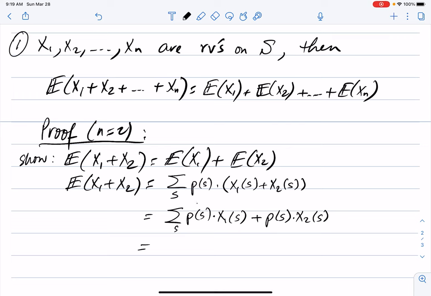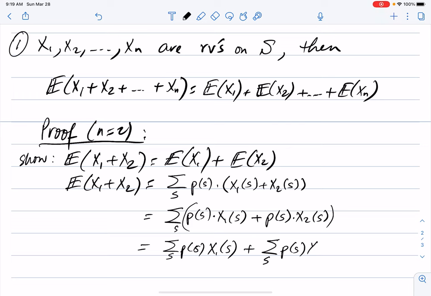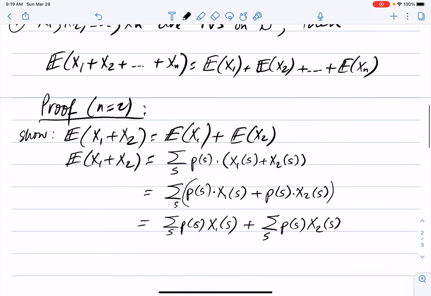And now this is the sum over all these here, right? So now I can break it really into two summations: the sum over S of P of S, X1 of S, plus the sum over S of P of S, X2 of S. And if you look at these terms, based on the definition, this is E of X1, and this is E of X2, okay?